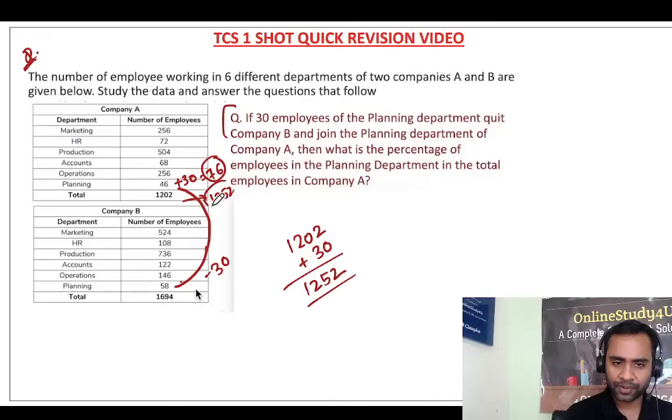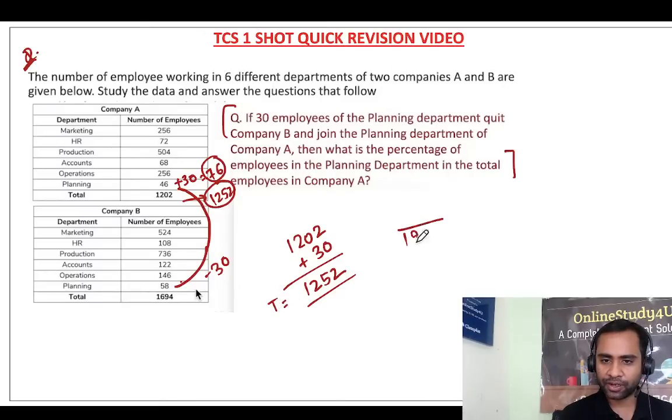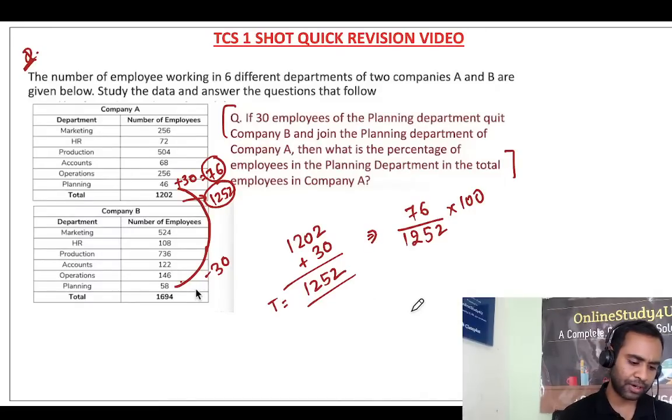Okay, clear, fine. Then what is the percentage of employees in the planning department in the total employees in company A? Total employees in company A is 1252. In the planning department now we have 76, and then multiply by 100. Okay, so can you use a calculator and tell me what will be the answer?